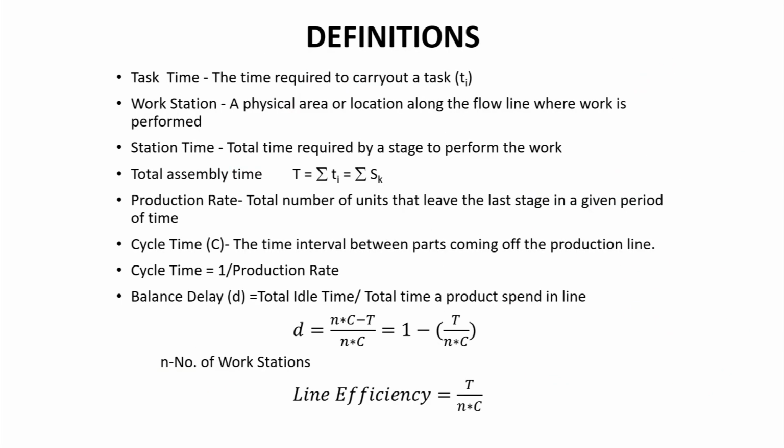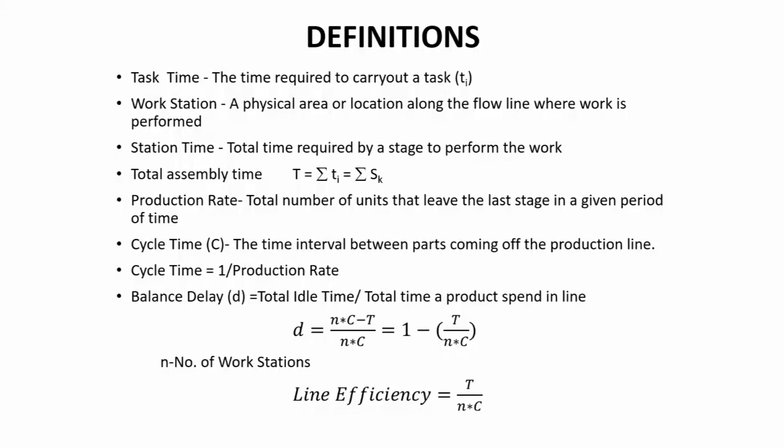Let us see some definitions before going to the methods of line balancing. Task time is the time required to carry out a task. Just like in the case of a pen, the time required to pick the barrel from the table and bring it to the right level. So, that is a task time. Picking up the refill and inserting it into the barrel is the second element, the second task.